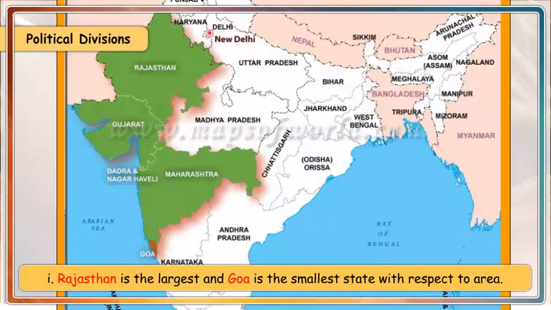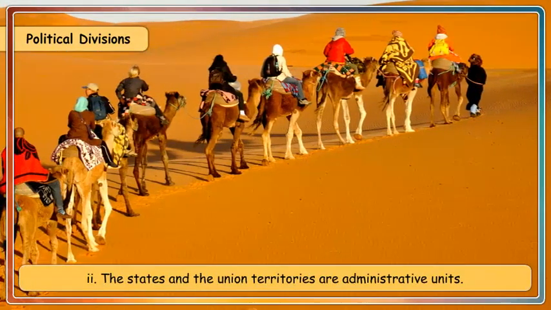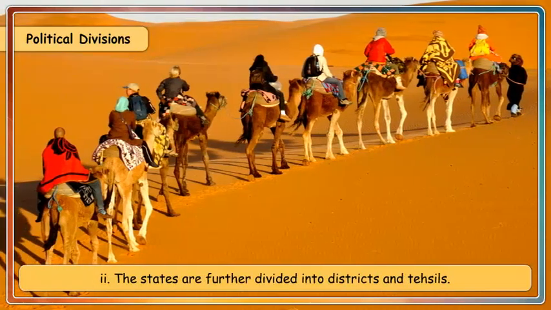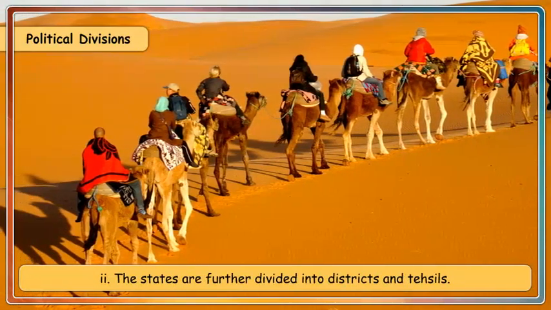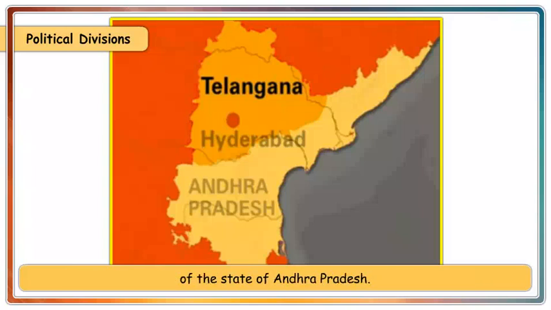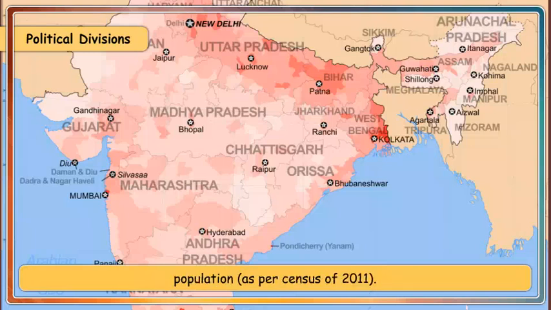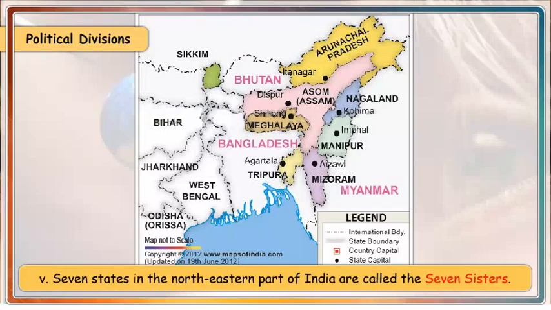Rajasthan is the largest and Goa is the smallest state with respect to area. The states and the Union Territories are administrative units. The states are further divided into districts and tehsils. In the latest reorganization of states, Telangana was created out of the state of Andhra Pradesh. Uttar Pradesh is the largest and Sikkim is the smallest state with respect to population, as per the census of 2011. 7 states in the northeastern part of India are called the Seven Sisters.